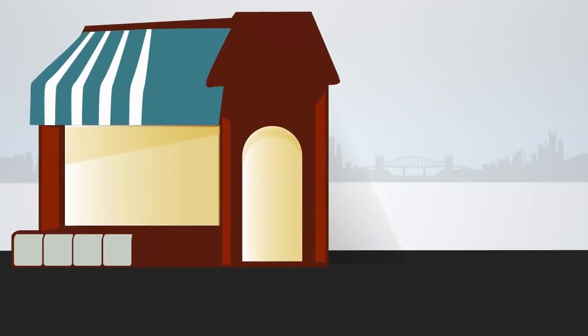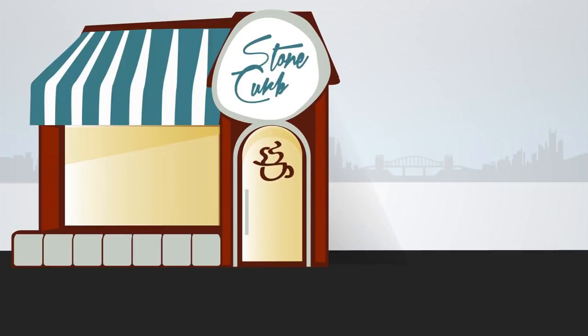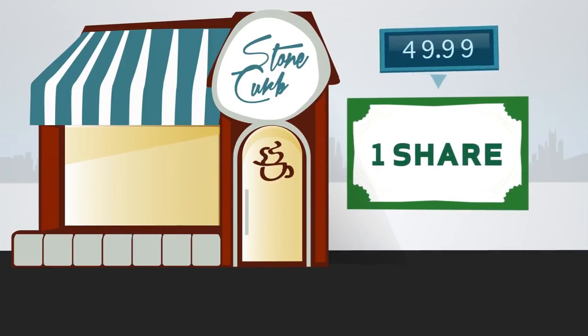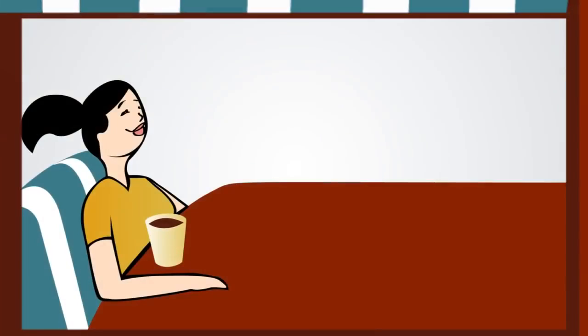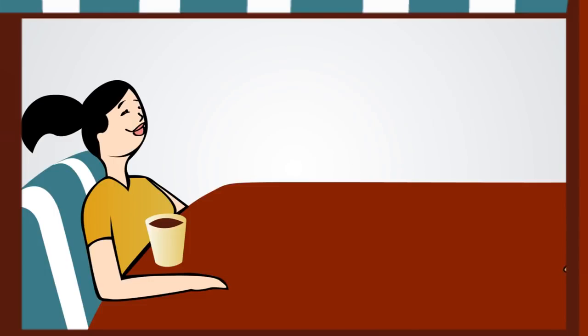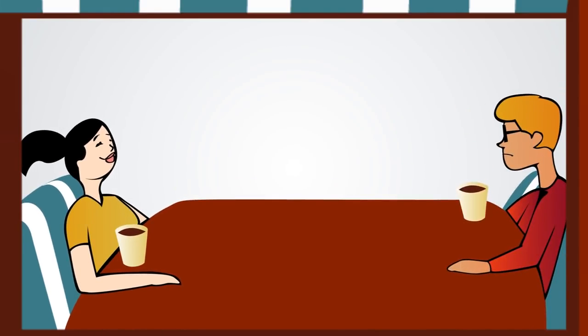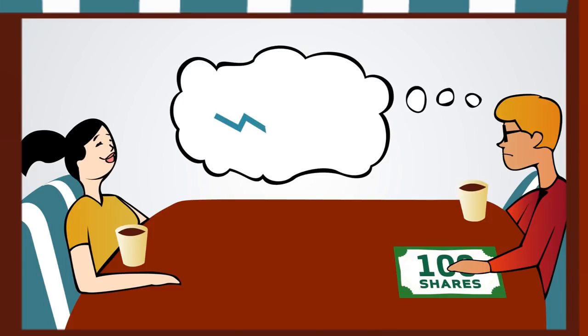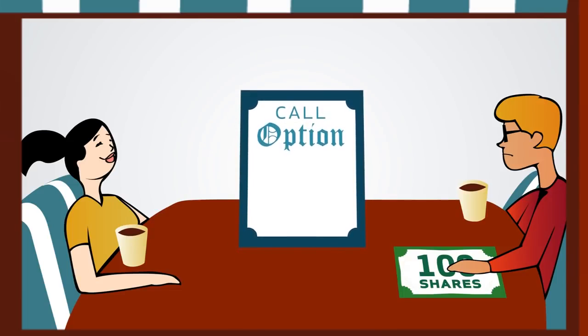Suppose there's a coffee shop chain called Stone Curb Coffee. Stone Curb stock is currently trading at $50 a share. An investor believes that the stock price of Stone Curb will rise. This investor considers taking advantage of this anticipated price movement by buying 100 shares of the stock, but she is concerned about the initial capital requirement. Now, let's assume that there's another investor. He already owns 100 shares of Stone Curb stock and plans to hold on to it for a while. He thinks that the stock price will not increase much over the next few months. Both investors can utilize a call option.